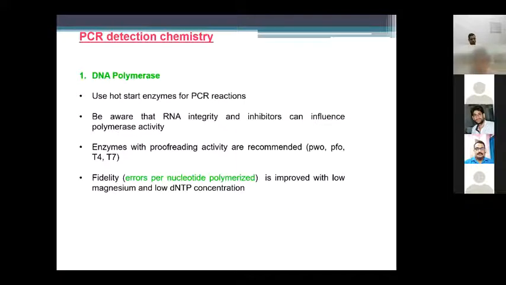Enzymes with proofreading activity are recommended. So fidelity, the error rate per nucleotide polymerization, is improved with low magnesium and low dNTP concentration.